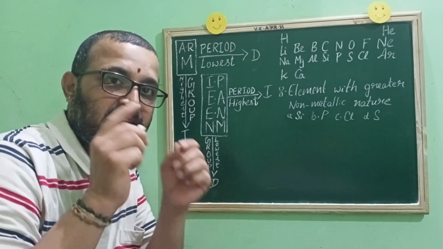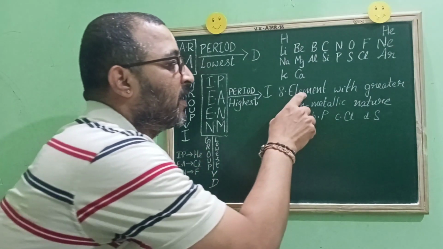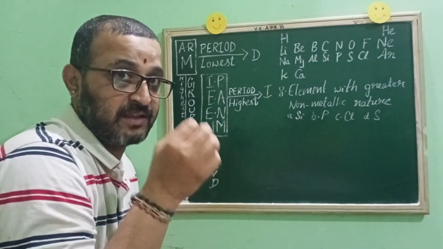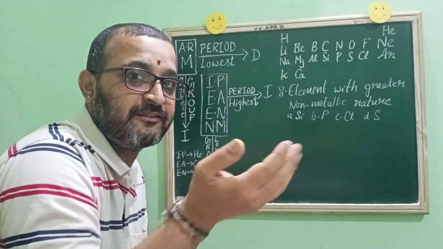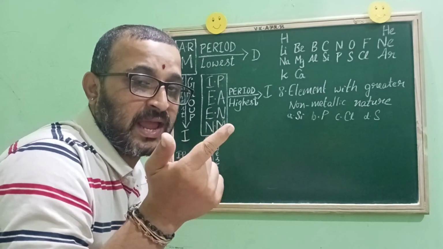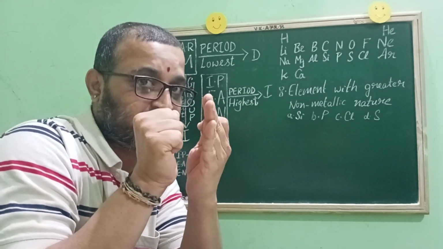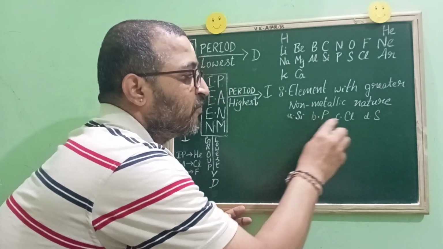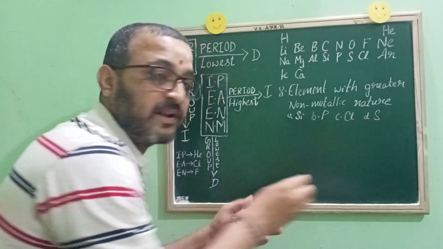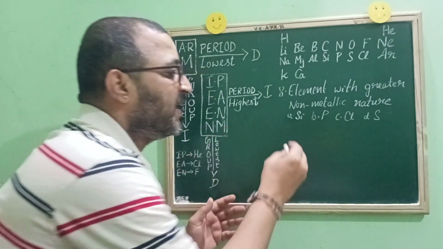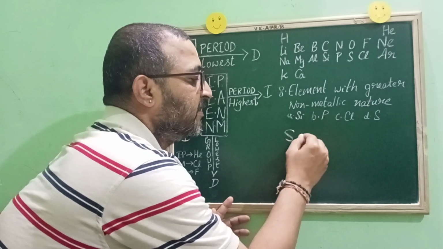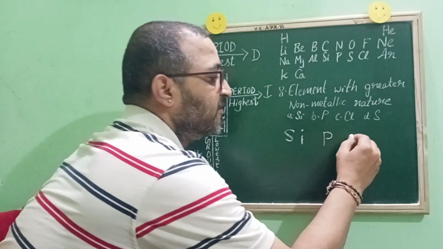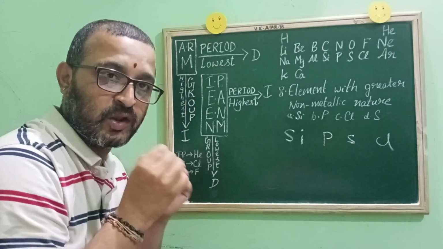Okay children, let us move to the next question. Element with greater non-metallic nature. As I told you, non-metallic nature is nothing but tendency to gain. Who will gain? The atom which is small. Now, the options they have given are silicon, phosphorus, chlorine and sulfur. Let me arrange these elements first. When I arrange these elements, it is something like this. Silicon will come first and then phosphorus, sulfur and chlorine.